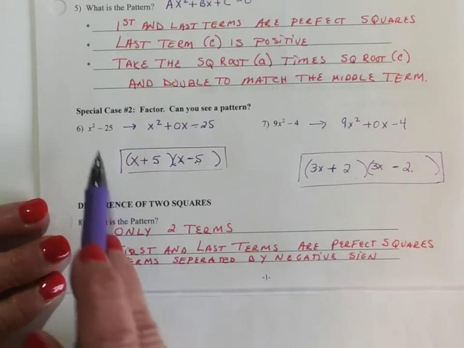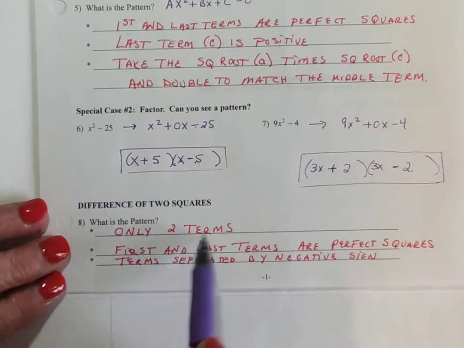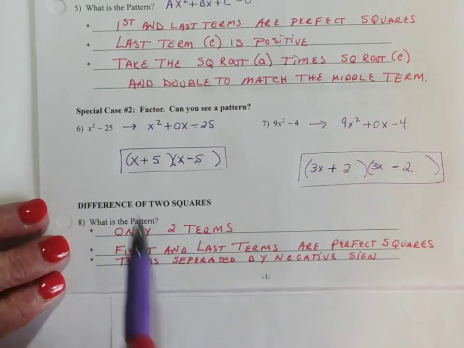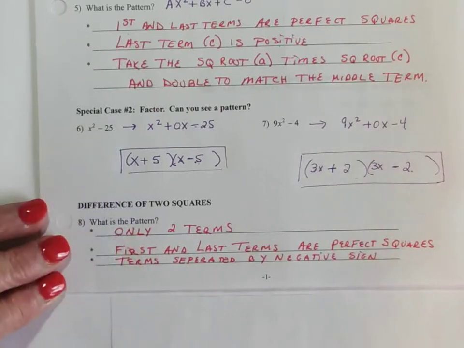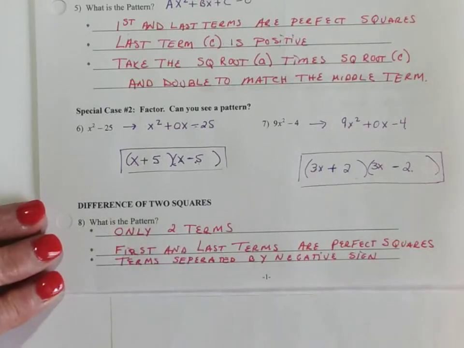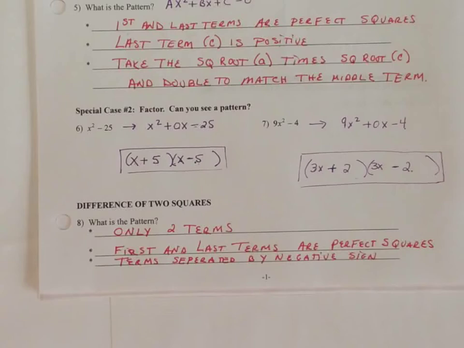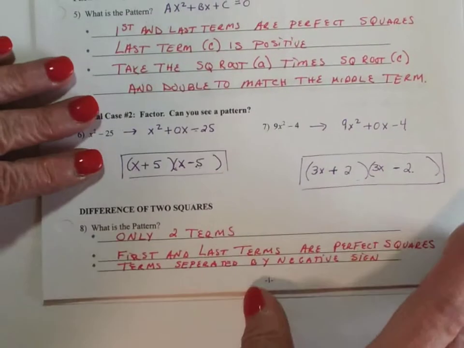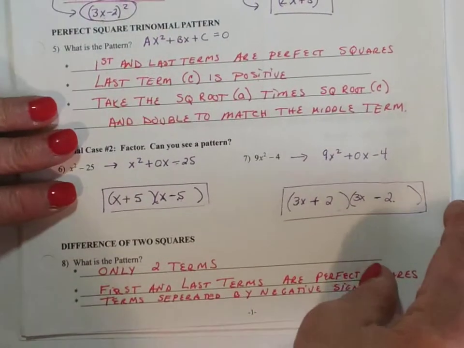So this pattern right here is there's only two terms. The first and last terms are perfect squares, and they're separated by a negative sign. So that's the difference of two squares. You can pause the video and take these notes at any time.